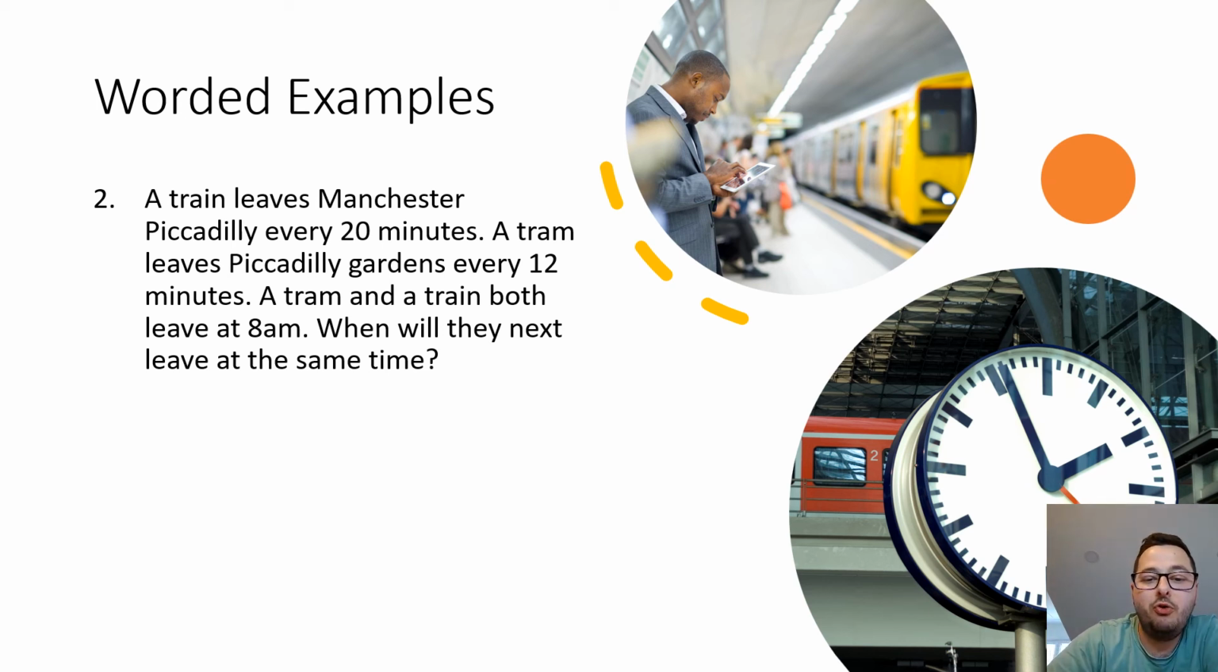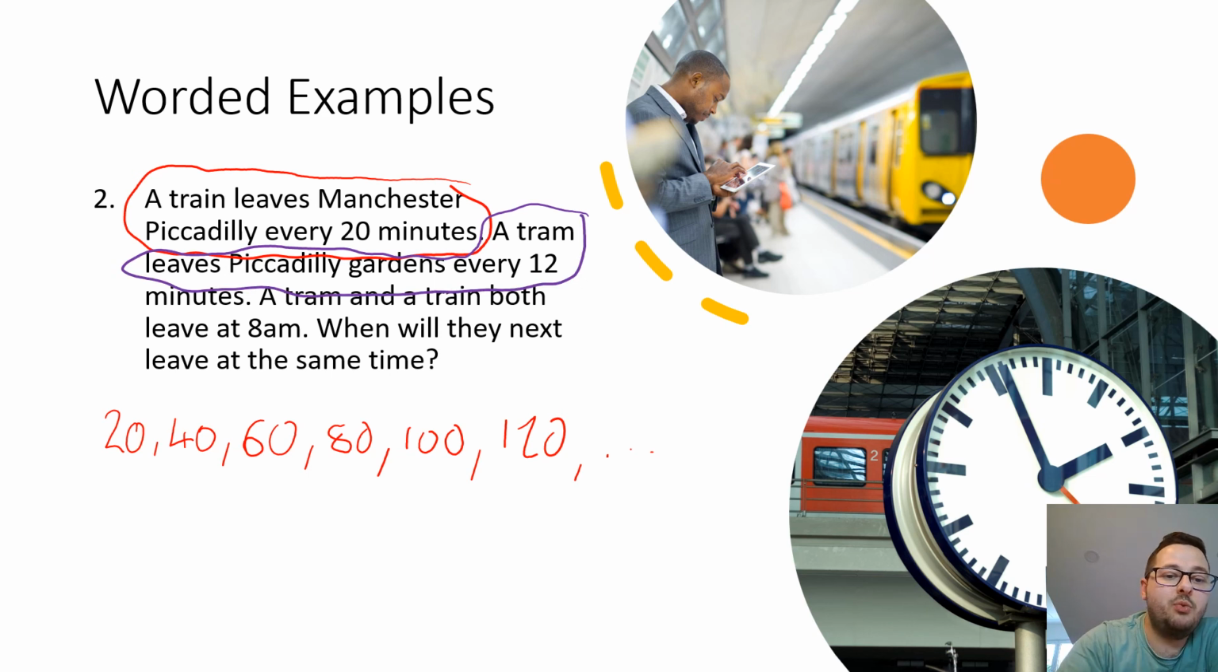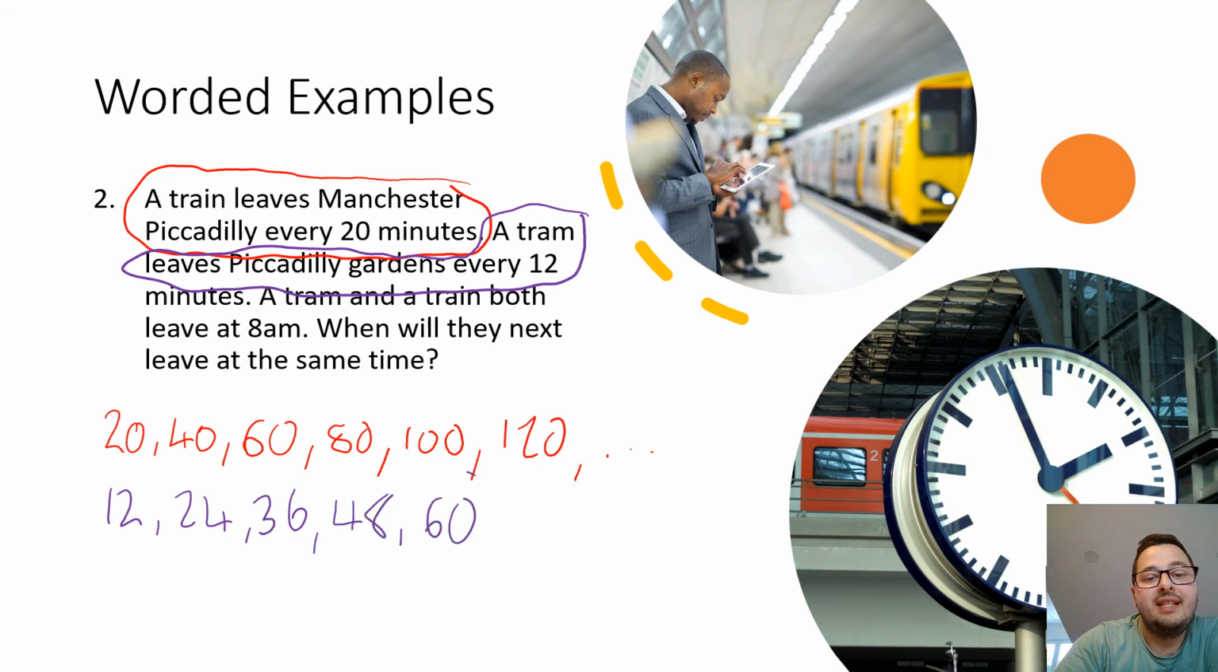Okay, so again, it's another lowest common multiple question. So let's first think about the train leaving Manchester Piccadilly every 20 minutes. And let's just do our 20 times table. So 20, 40, 60, 80, 100, 120, and so on. And then let's have a think about this tram. That's 12, so 12, 24, 36, 48, 60. And I think bingo, 60.